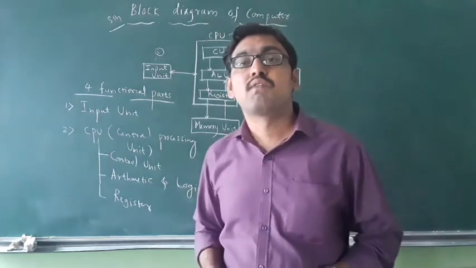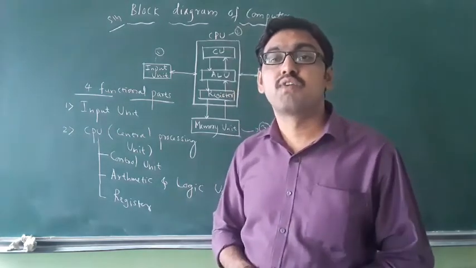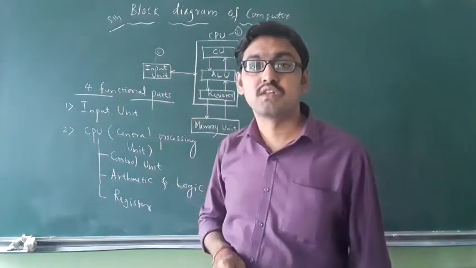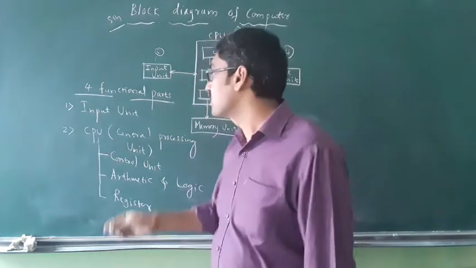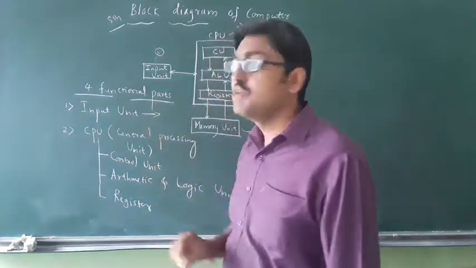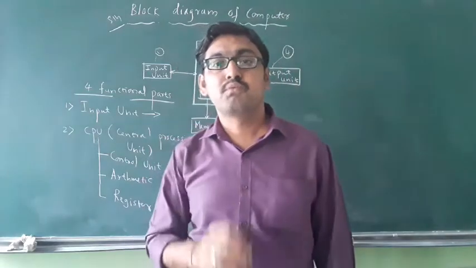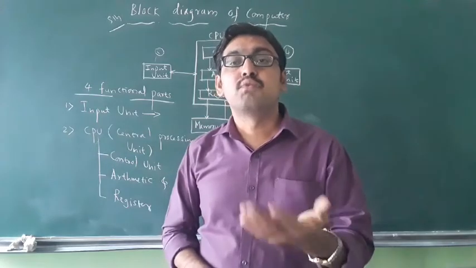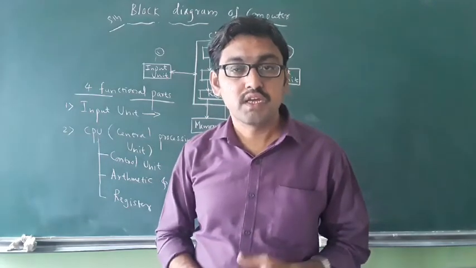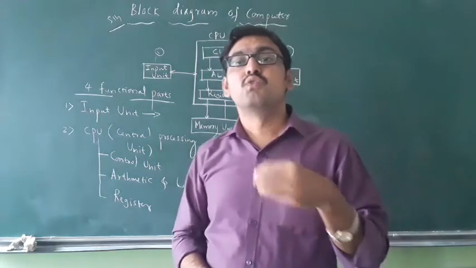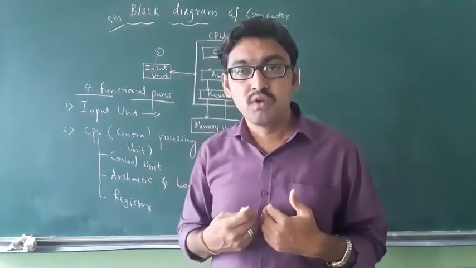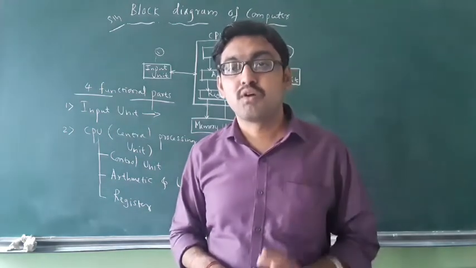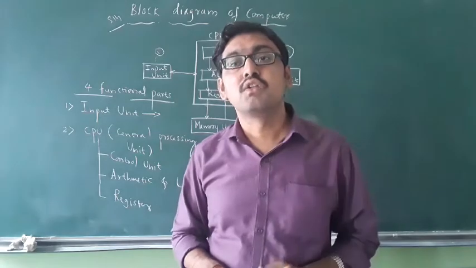Explain the block diagram of a computer. It consists of 4 functional units. The first functional unit is the input unit. What is the input unit? The user can enter data to the computer through input devices like keyboard and mouse. That unit is called the input unit.